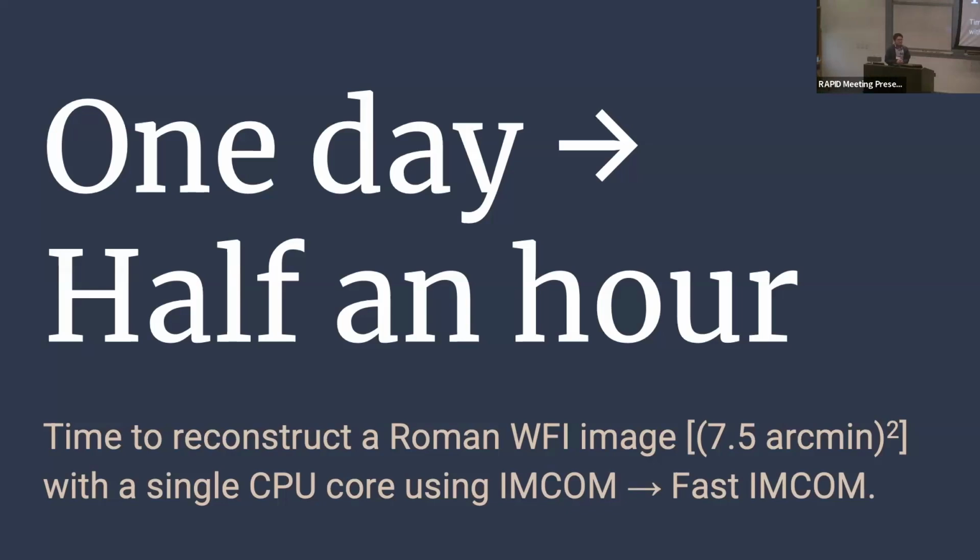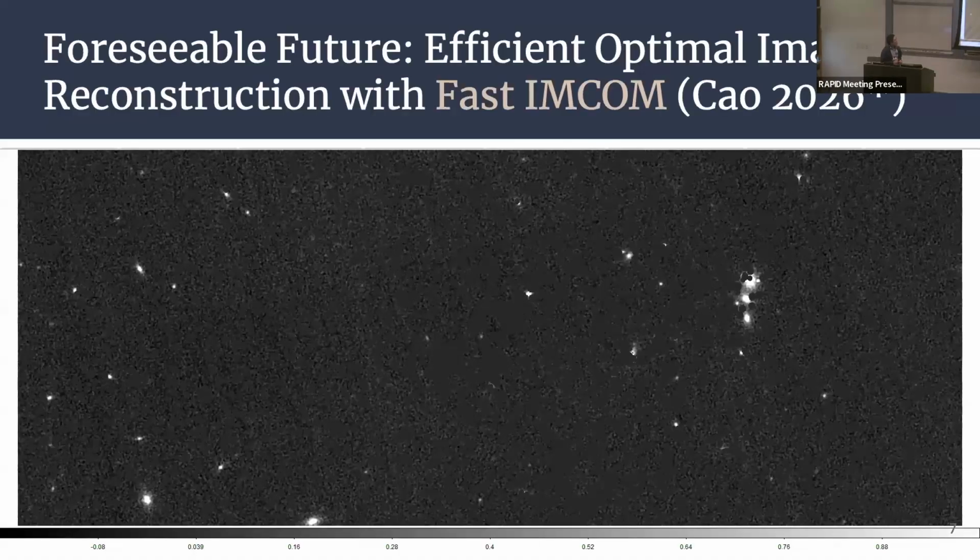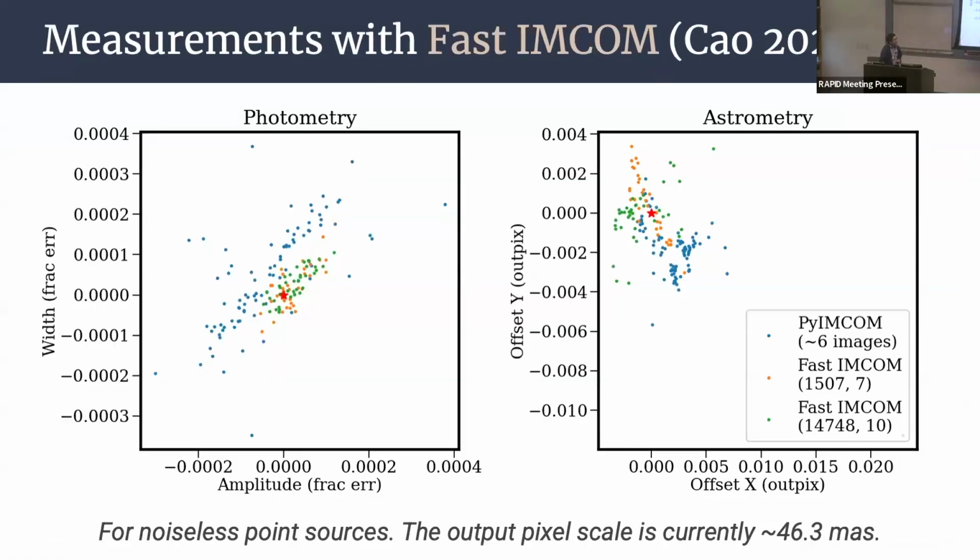I had a question about your amplitude and width measurements. If you could go to that. It seems you have really an offset for the IMCOM with respect to your Fast IMCOM. Why do you think that there is an offset?